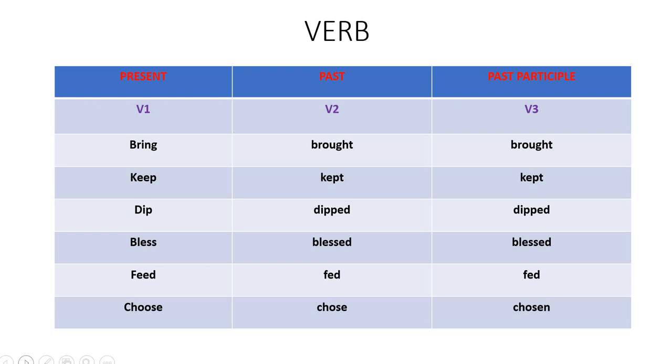Take choose. The past tense is chose and the past participle form is chosen. Here, the three forms of choose are different. Hence, it is an irregular verb. Understood?